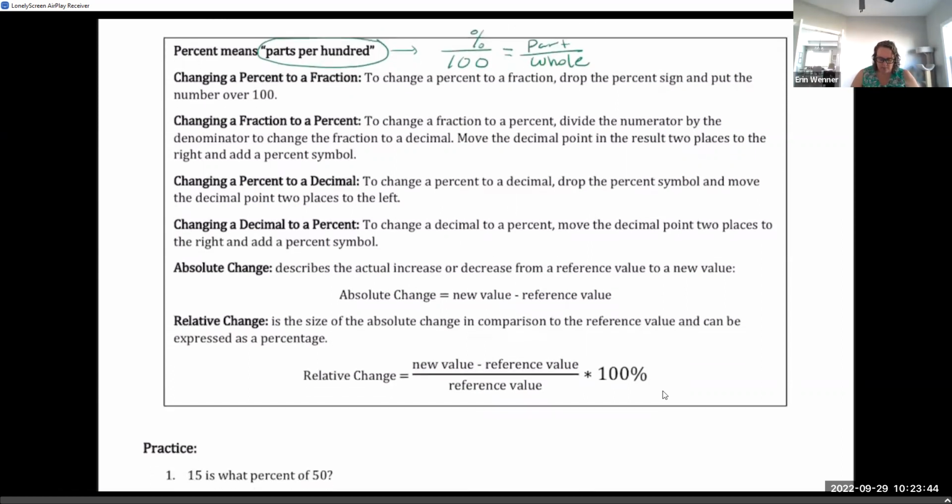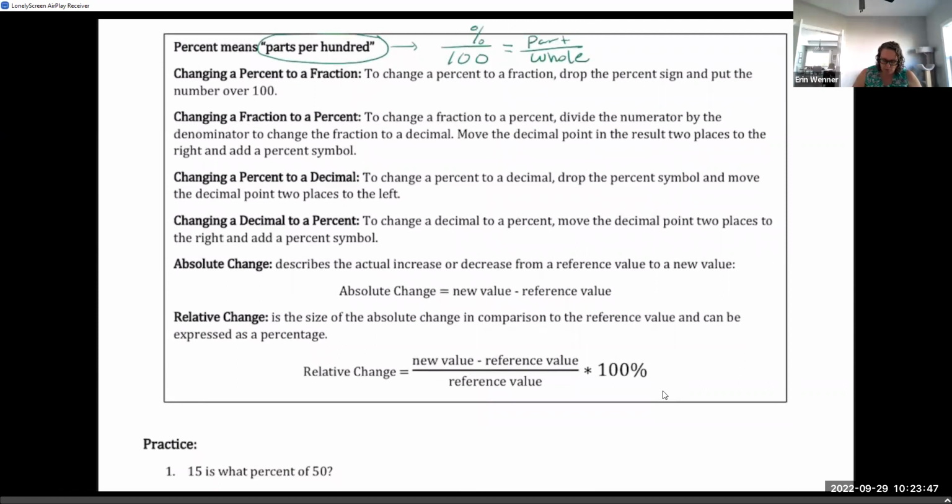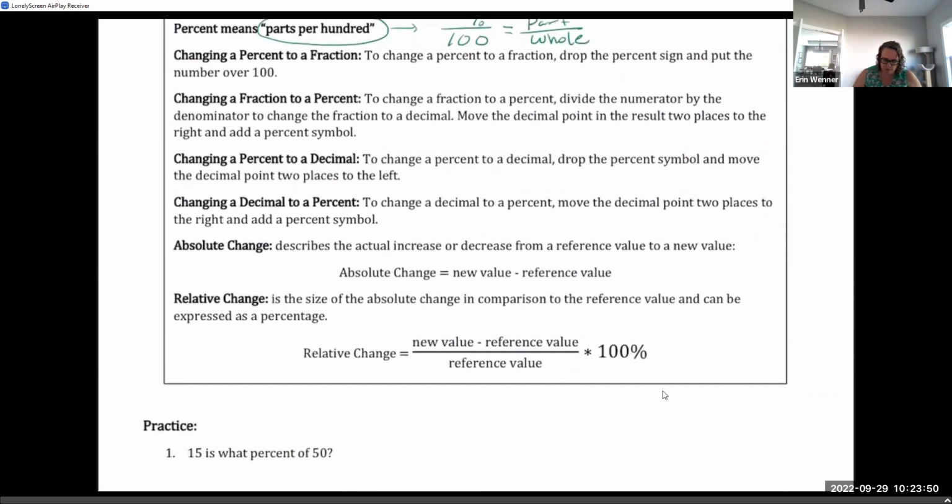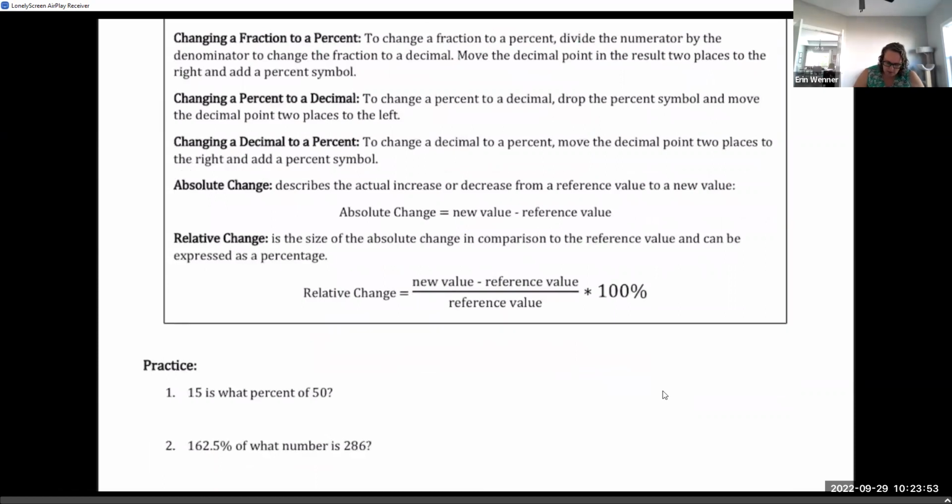So what does that look like in practice? Well, number 1 says 15 is what percent of 50? If we diagram this sentence, we don't know the percent amount, but we know that 15 is being related to 50. So 15 is a percent of 50. 15 would be the part, with 50 being the whole. So we would say 15 is to 50 as X is to 100, because the X represents the percent amount that we're trying to solve for.